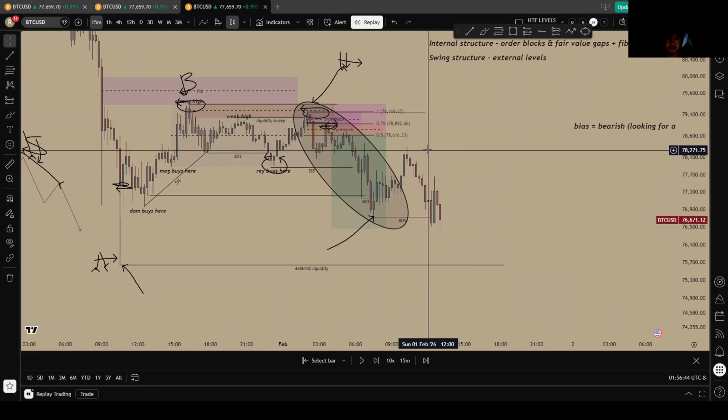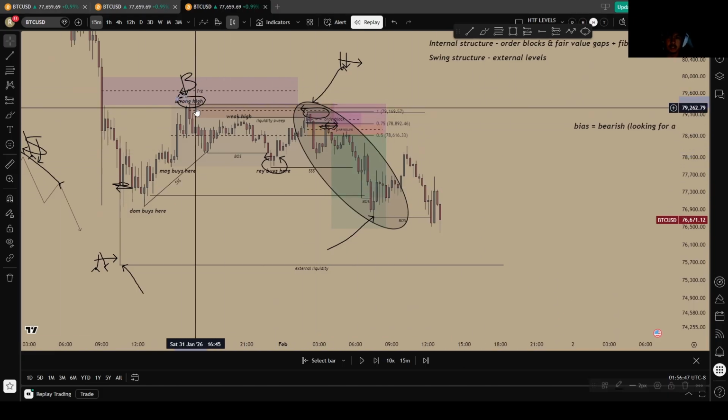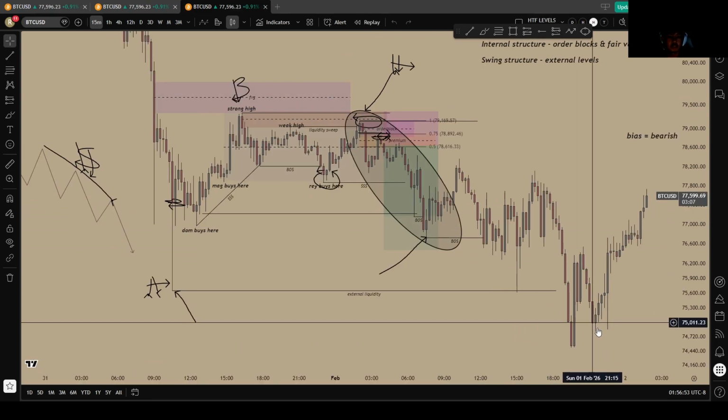I'm trying to see what else. Oh yeah, I forgot. There's another gap that also forms here. Let me just show it to you, where this order block is.